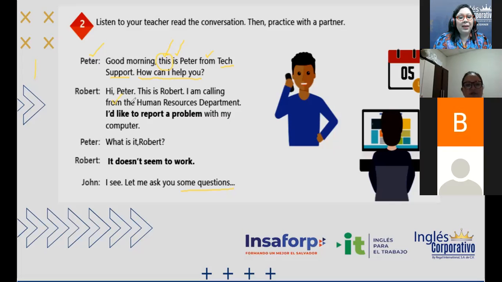De su departamento, se identifica, ¿verdad? From the Human Resources Department. Y dice, I'd like to report a problem with my computer.